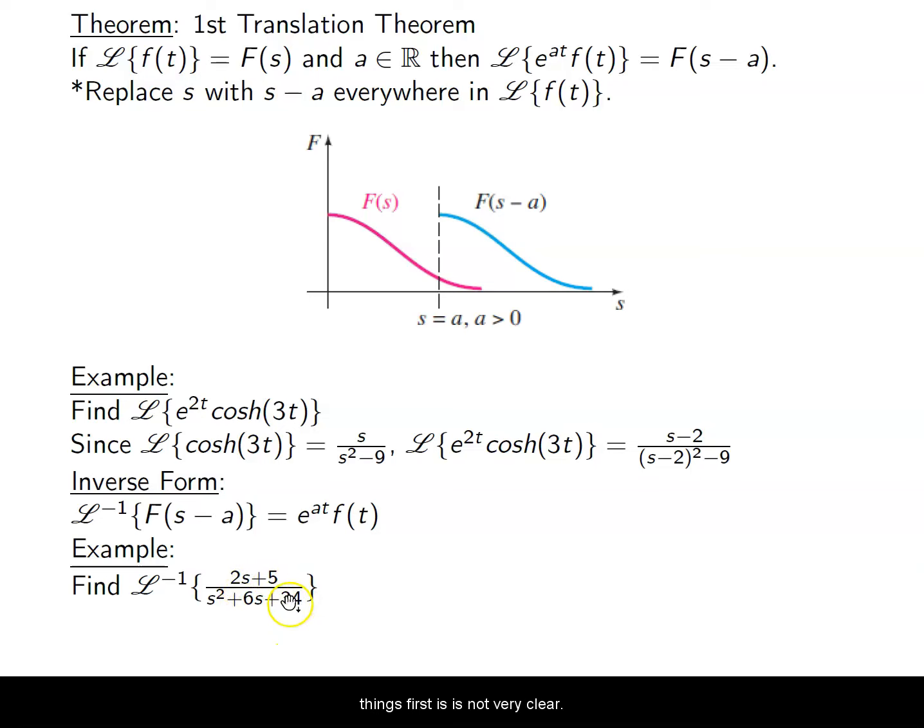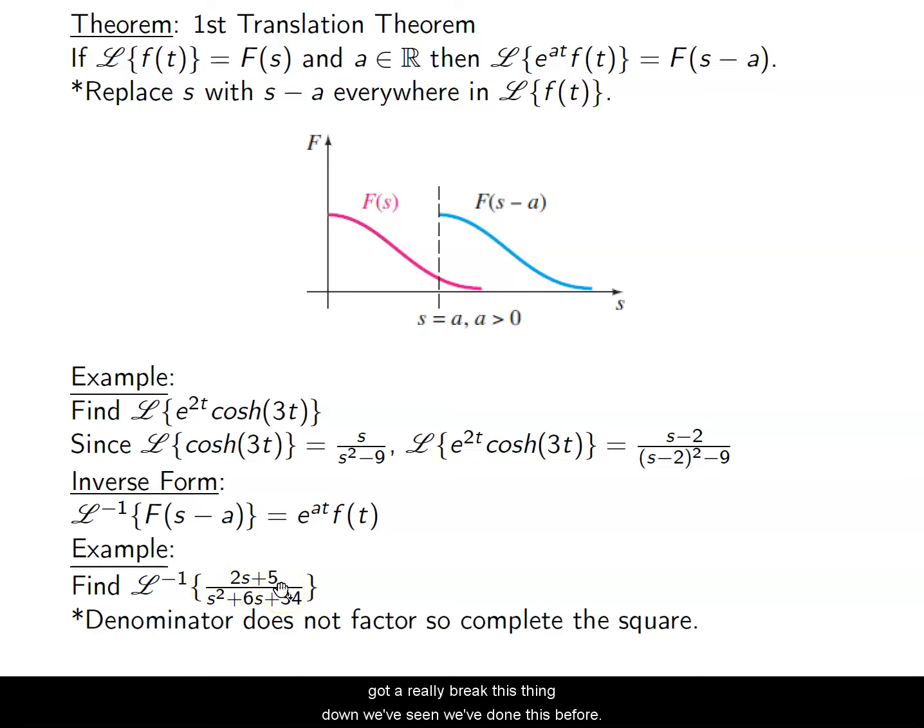First things first, it's not very clear what my function is here that I'm inverting. So I need to get this into one of my standard inverse forms, either as an exponential function, a sine, a cosine, or some variable to a power. I just have to really break this thing down. We've done this before. Our denominator in this case does not factor well. The only factors I have of 34 are 1 and 34, and 2 and 17. Neither of those can get me 6.